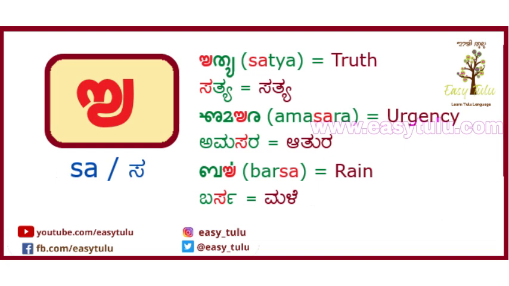Okay, next one is sa, sa. Examples: satya. Satya means truth. Also satya in Kannada. Amasara. Amasara means urgency. Atura in Kannada. Barsa. Barsa means rain. Male in Kannada. Let us see how it is written. Sa, sa.